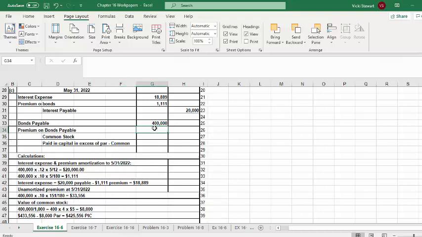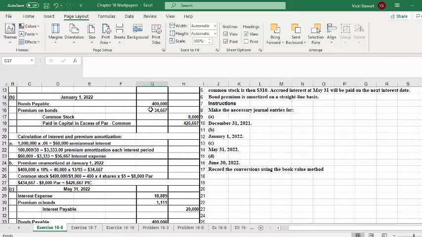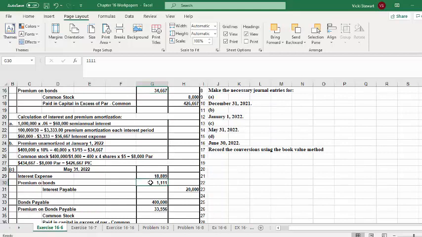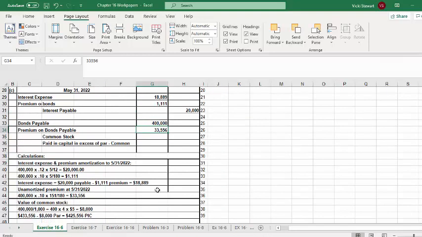$33,556. Another way to think about that would be you could take the amount that you calculated above for these bonds, $34,667, and then if you had an additional $1,111, that would be the same amount for these bonds. So that's just one way to check it.